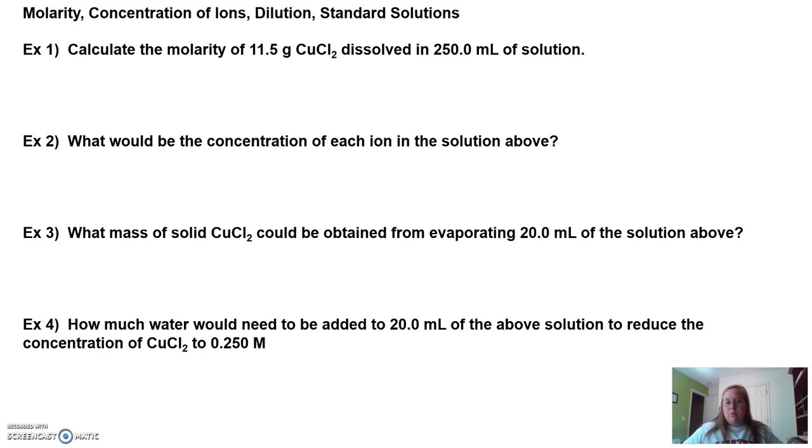So if you look at the first one, calculate the molarity of 11.5 grams copper 2 chloride dissolved in 275 milliliters of water. So I'm going to look at the fact that I have 11.5 grams of copper 2 chloride, and I'm going to set the molarity, which is what I'm trying to solve for, times, change this into liters, so 0.2500 liters.